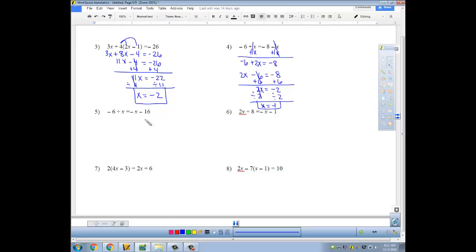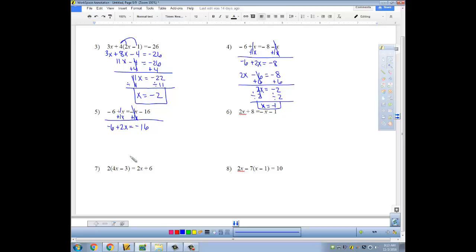Okay, number 5, I can't simplify. This looks a lot like number 4. Find the smallest variable. So I have a 1x here, a negative 1x here, so the negative 1 is smaller. So instead of negative 1x, I'm going to add 1x to both of my x's. Bring down the negative 6. 1x plus 1x is 2x. This is gone, left with negative 16.